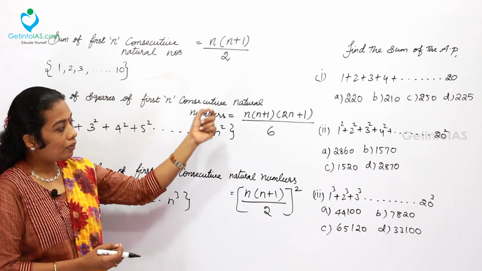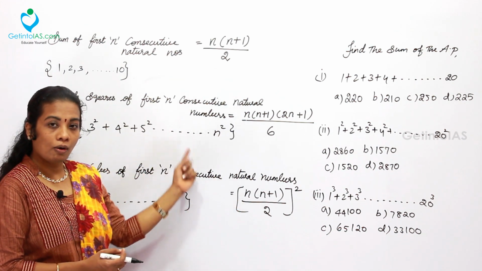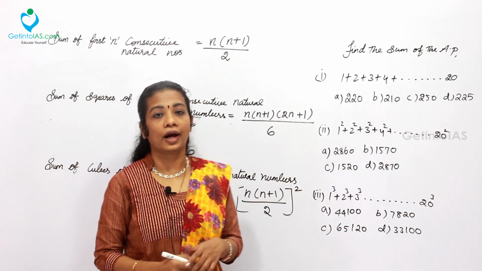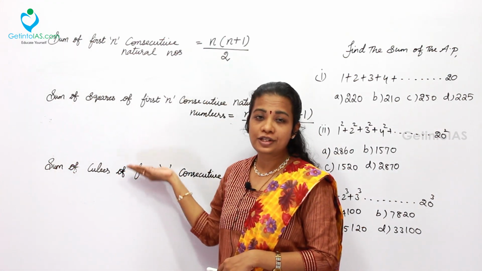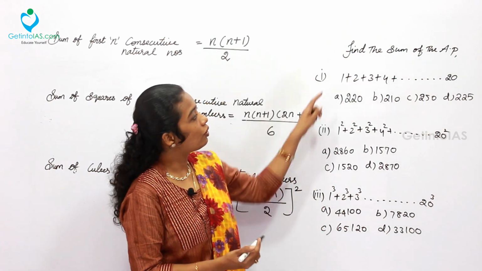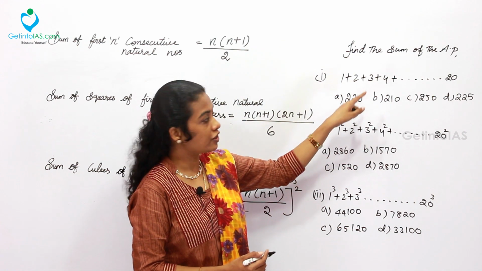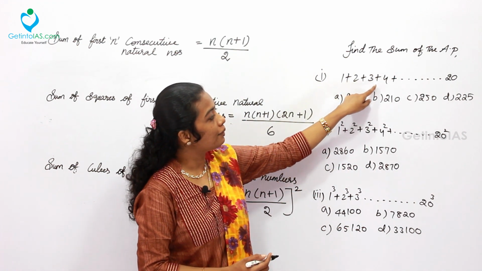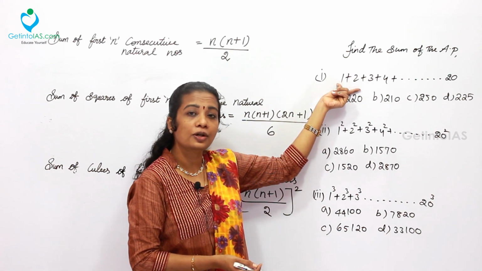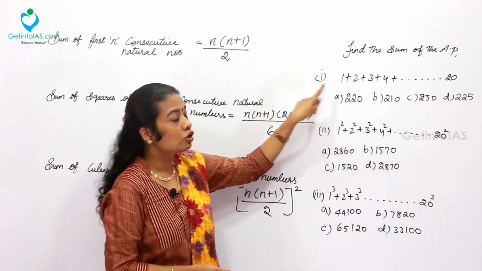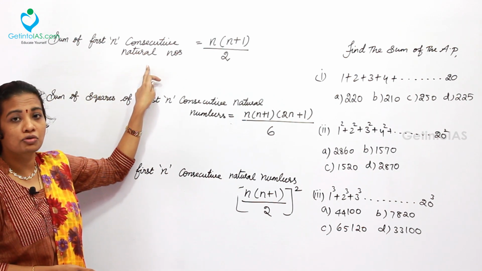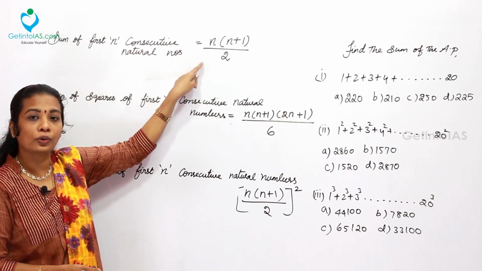Now let's solve the example questions for all these three formulas one by one. On the left side we have the questions and on the right side we have the specific formulas to crack these questions. Let's solve one by one. So find the sum of the AP: the question is given 1 plus 2 plus 3 plus 4 up to 20, which is a consecutive natural number series starting with 1. So what is the formula for that? Sum of first n consecutive natural numbers, n into n plus 1 by 2.